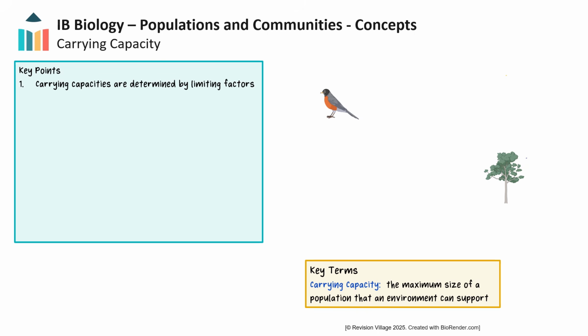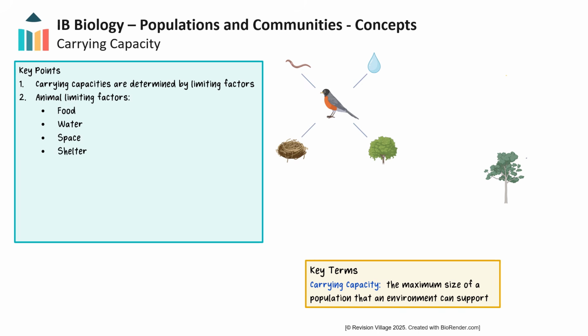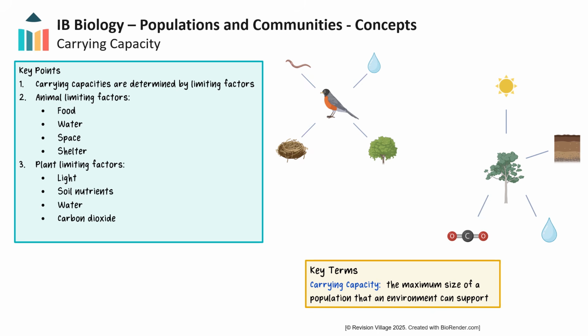Every environment has a carrying capacity, which is the maximum size of a population that it can support over time. For animals, this is determined by limiting factors such as food availability, water, space, and shelter. Limiting factors for plants include light, soil, nutrients, water availability, carbon dioxide, and temperature.